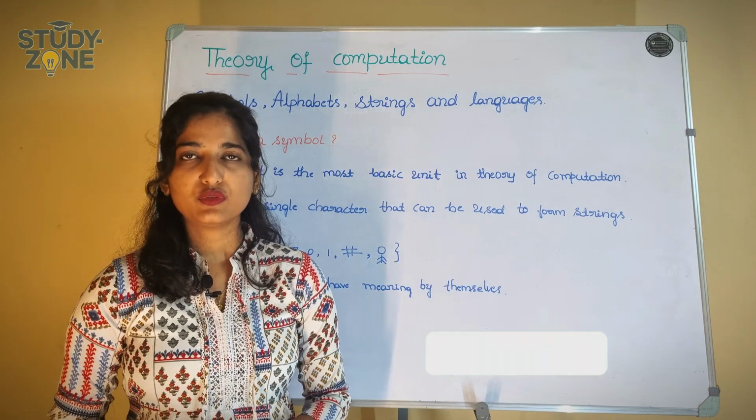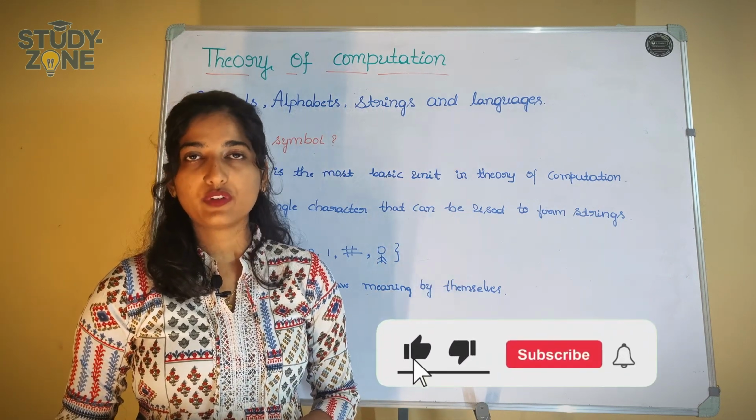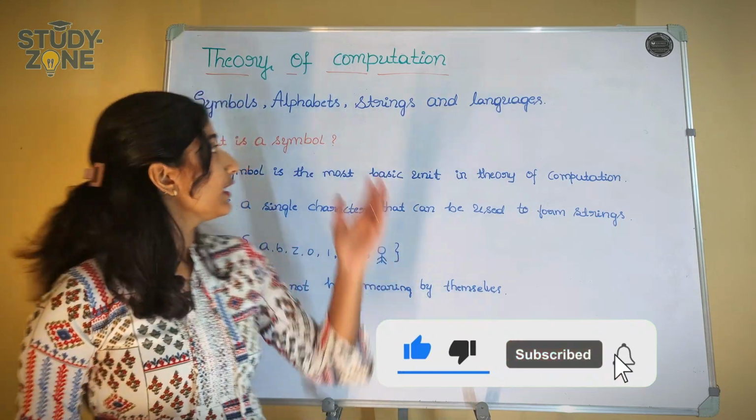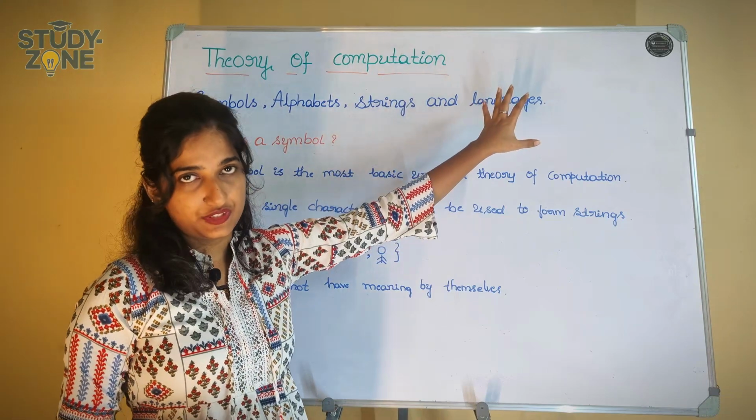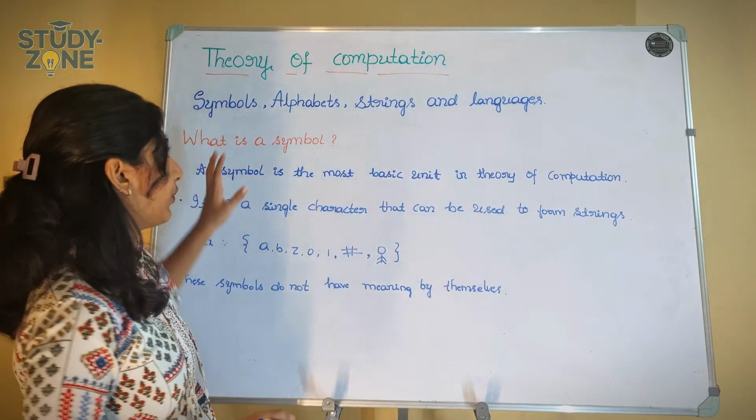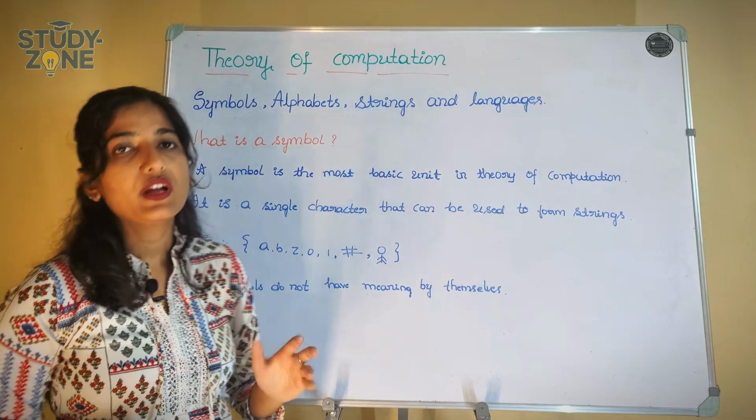Today we are diving into the most basic concepts of theory of computation, and they are symbols, alphabets, strings and languages. So these are all the four basics of theory of computation.